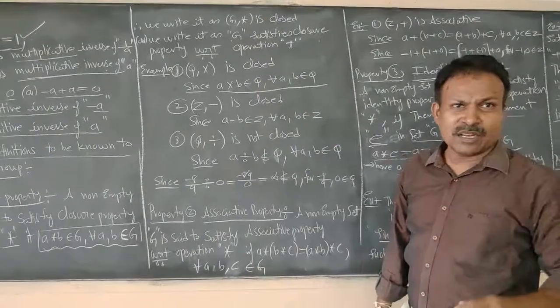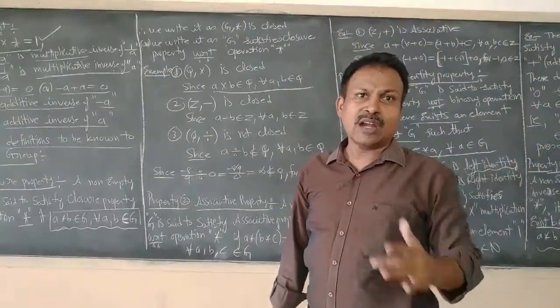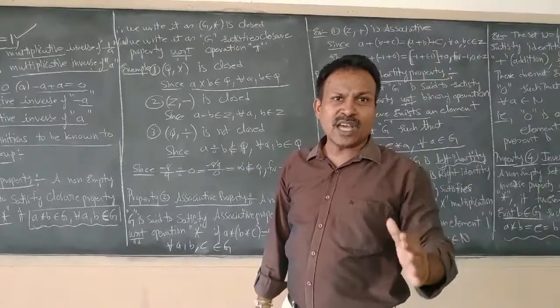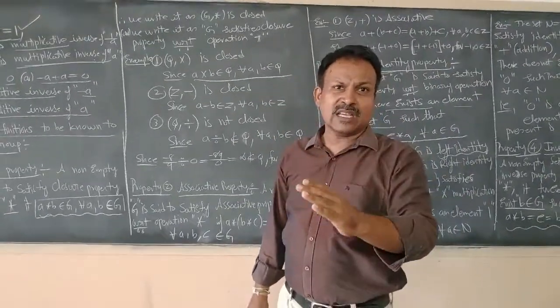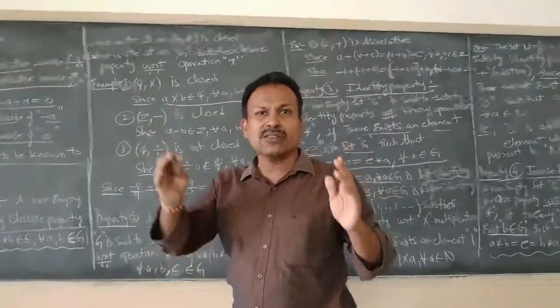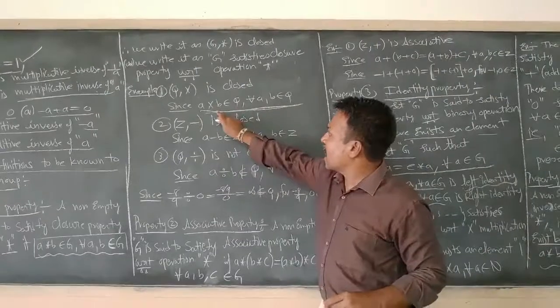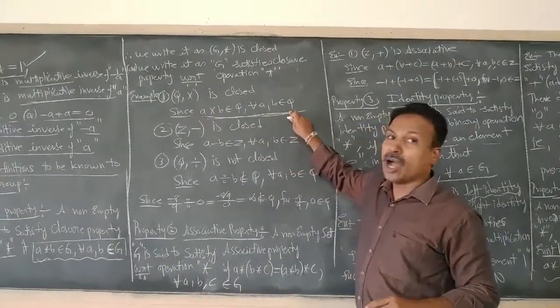In the set of rational numbers, if we take any two rational numbers, say -3/5 and 5/-3, and multiply them, the resultant value is also a rational number. That is, A * B belongs to Q for every A, B belonging to Q.